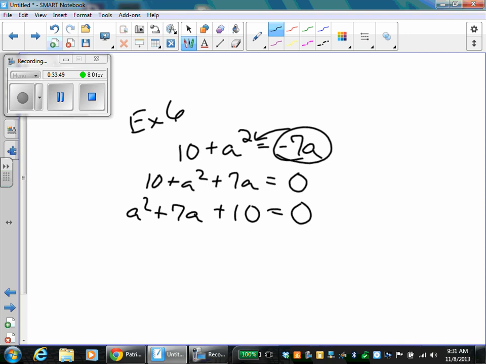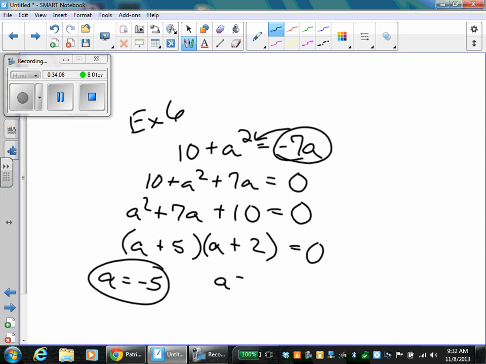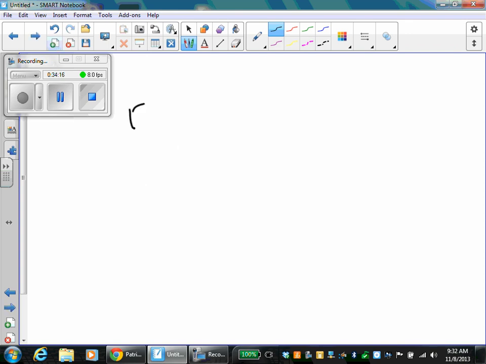You try this one on your own. Factor it. Okay, so this becomes a plus 5 and a plus 2. So what are our answers? Negative 5 and negative 2. Okay, and again, this would be crossing at negative 5 and negative 2. Okay, all right, try this one. Just a couple more.